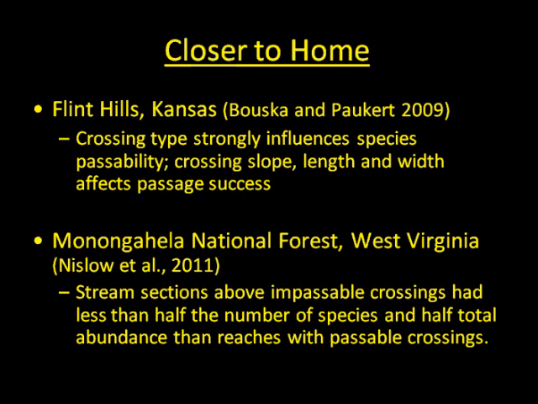Buska and Pockert looked at crossings in the Flint Hills ecoregion of east central Kansas and found that crossing type strongly influenced species passability and that crossing slope, length, and width, especially at low water crossings, had a profound influence on passage success. And finally, Keith Nislow and his colleagues, in a paper published a few weeks ago, looked at a number of crossings on the Monongahela National Forest in West Virginia and found that species composition and abundance above impassable crossings was half that found above reaches with passable crossings.